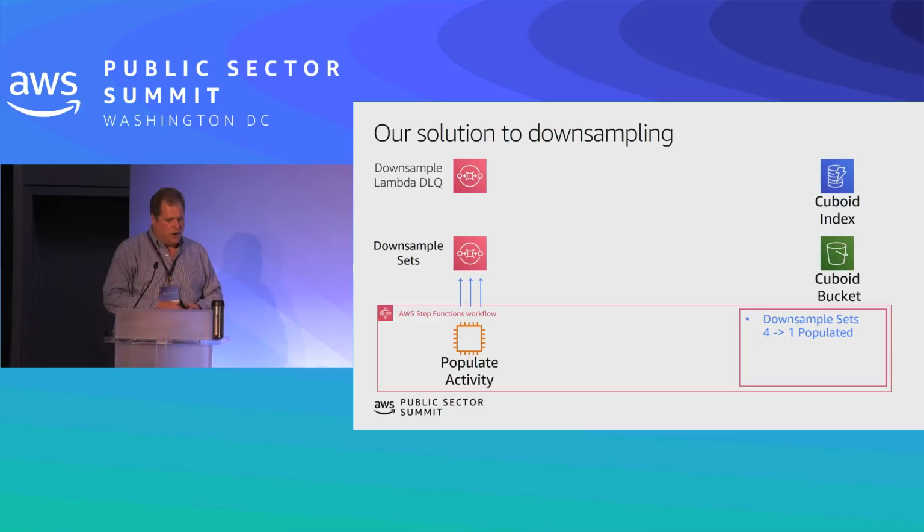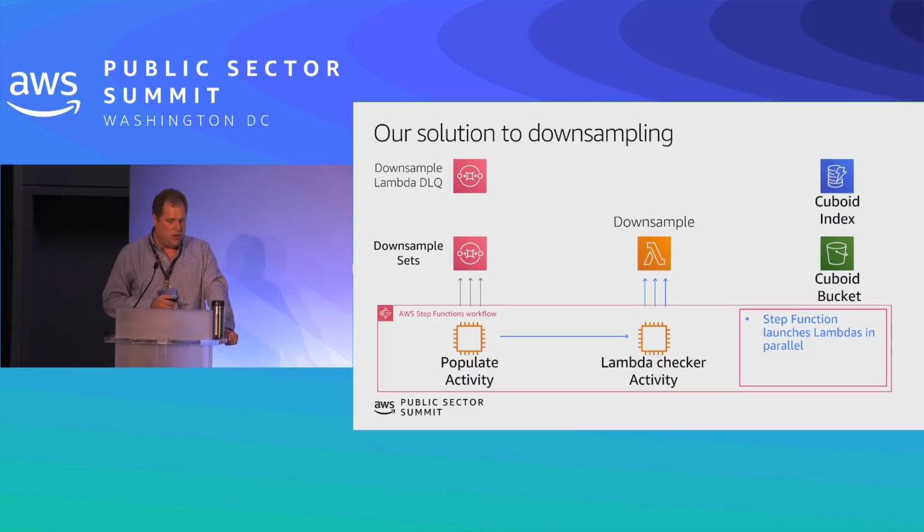Okay, so here is our downsampling solution. We're basically taking 4 cuboids, downsampling them to 1. So at the bottom, you can actually see the AWS step function, and we have 2 queues, SQS queues, a downsample set and a Lambda DLQ, dead letter queue. So in the beginning, the populate activity actually in parallel populates all of the downsamples that have to actually occur into that SQS for downsample sets.